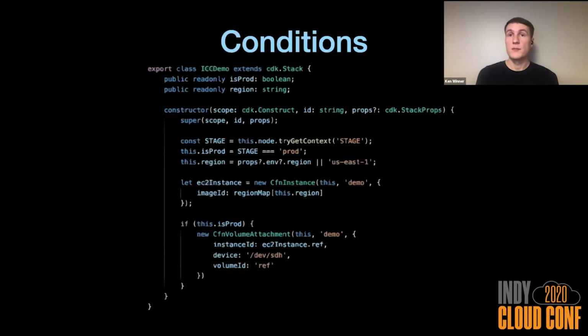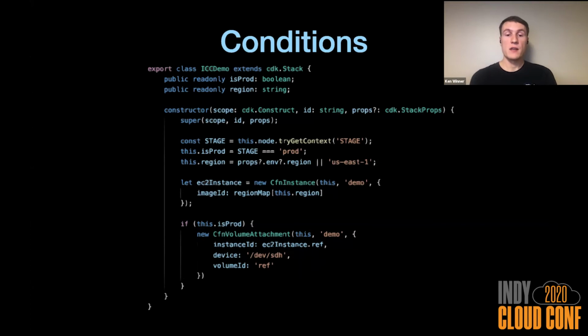Conditions. So if you have used CloudFormation at all, I'm sure you've seen conditions such as an if statement and equals, find and map, different things like that. So here we have is prod, and we're making that our main condition. So we're grabbing that context variable that we set called stage, which maybe it's dev, test, prod, what have you. And then we're just setting a local value for it, is prod.